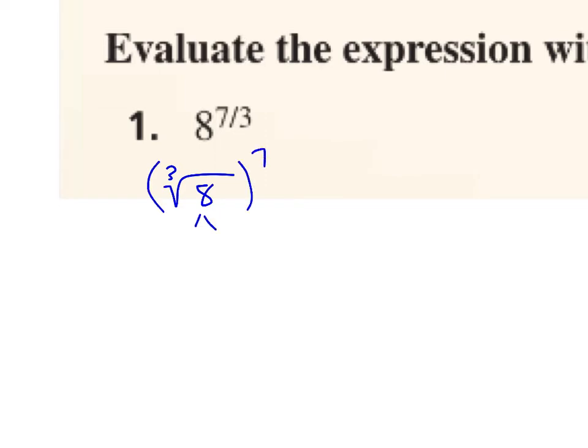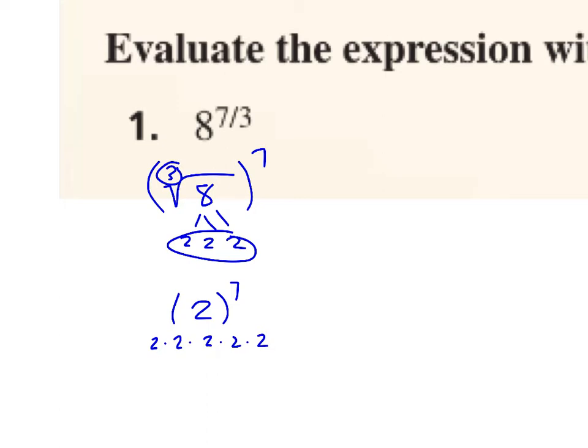So our factors of 8 are 2, 2, and 2. We're circling groups of 3. So we get 2 to the 7th power. And then what's 2 to the 7th power? 128? Yeah. 128.